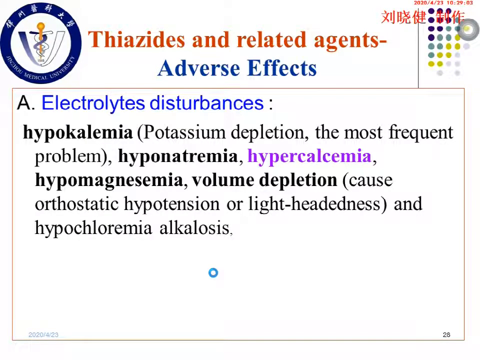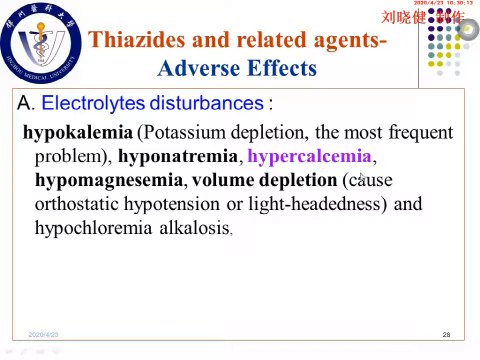Now look at the adverse effects caused by thiazides. They are diuretics, so first, side reactions are similar to loop diuretics: electrolyte disturbances, including hypokalemia, hyponatremia, hypocalcemia, hypomagnesemia, and volume depletion, especially hypokalemia. This potassium depletion is the most frequent problem. So it is necessary to use this drug in combination with potassium-sparing diuretics when they are used for a long time, or sometimes supplement potassium salts, to avoid hypokalemia.